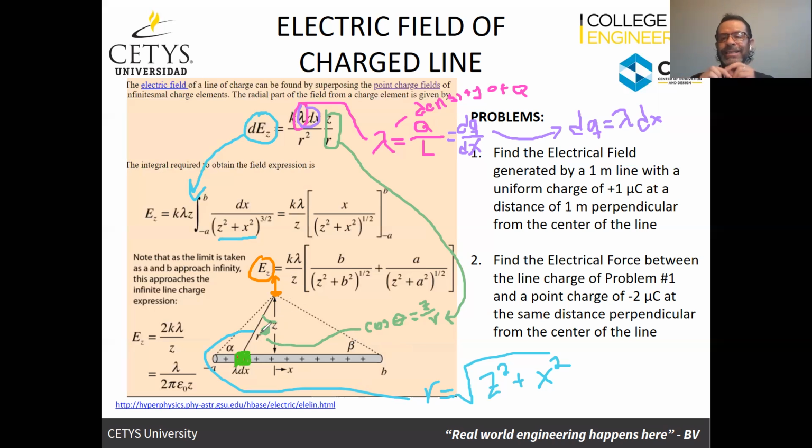If we consider a line that is infinite, so it's not a line that has a point A, point B, it's not a fixed line, it's an infinite line, which would mean that this integral would go from minus infinite to infinite, then we get a simplified expression, which is this one that we have here. And it's only going to depend on lambda and in this case, z, which is the distance to the bar.